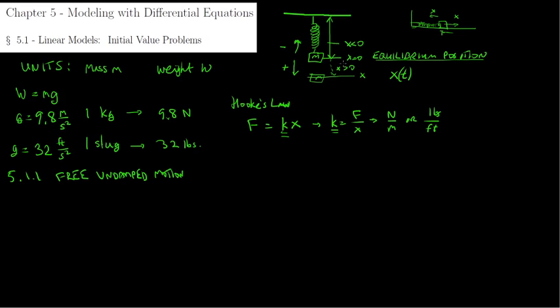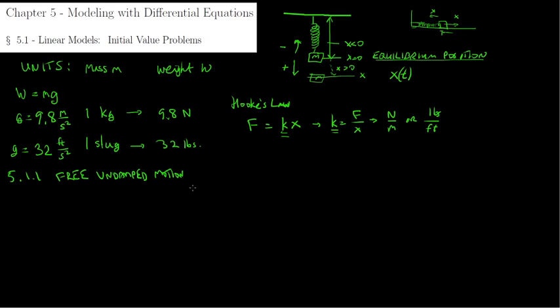So free refers to the fact that we're not applying any external force. Well, we might be initially, like we might have to pull it down or push it to compress it, but once we let it go, it's free motion, right? Undamped refers to the fact that there's no air resistance, there's no friction, right? So we're at least pretending that this is taking place in a vacuum, and there's no medium through which it travels. So that's undamped, right?